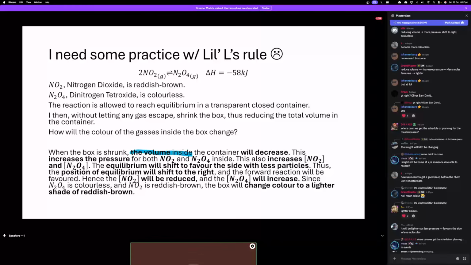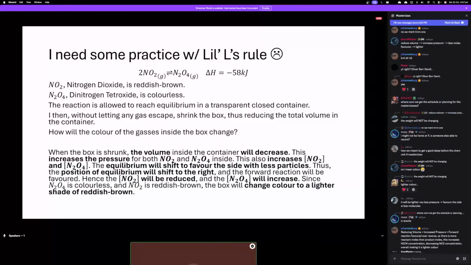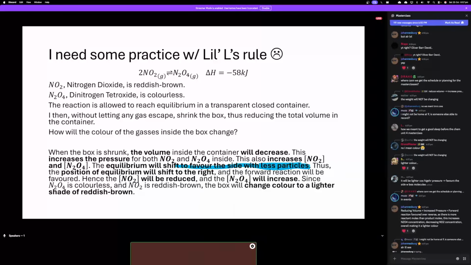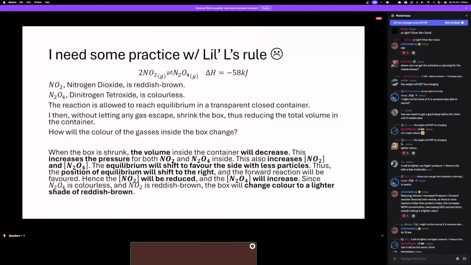Box is shrunk, volume will decrease. If volume decreases, the pressure will increase. It also increases the concentration of both. I guess it's not really needed, because if both increase, then there's no difference, right? But the pressure will increase, which is important because the equilibrium wants to shift to favor the side with fewer particles. If the pressure is higher, then I want to get less, right?